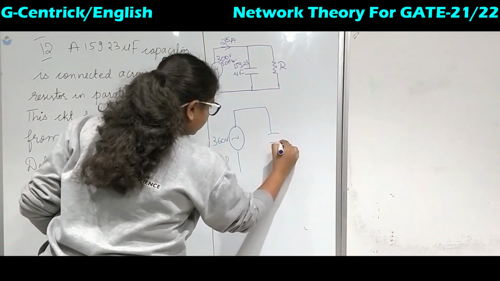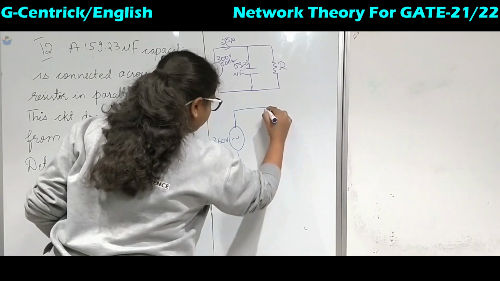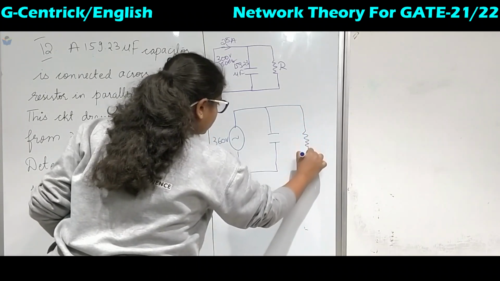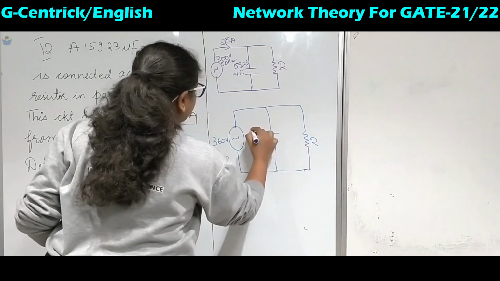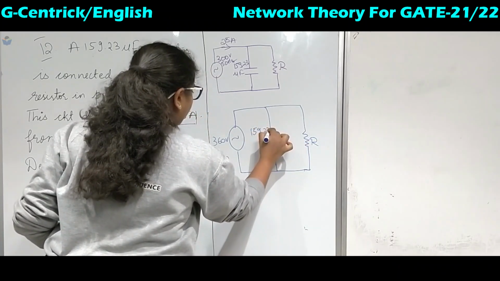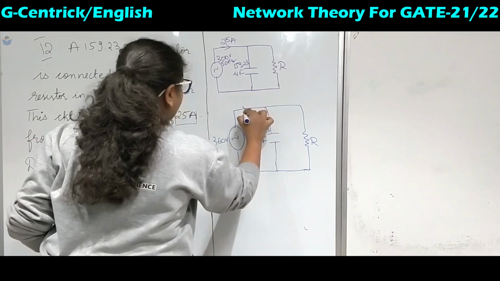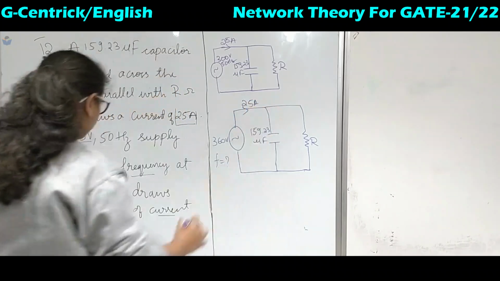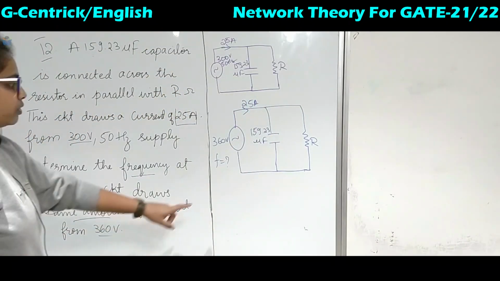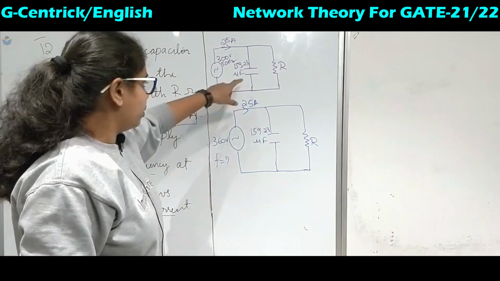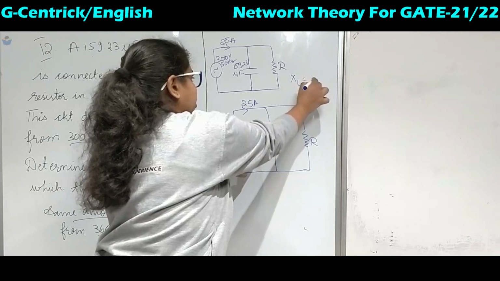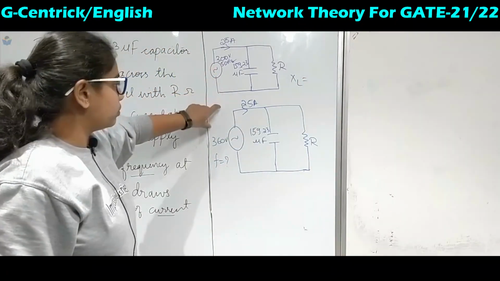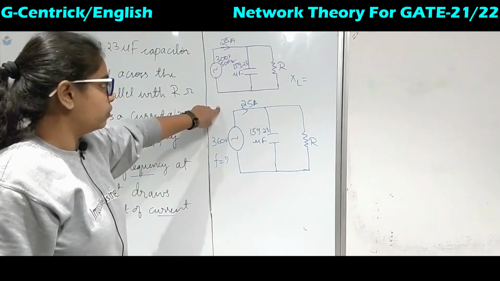Okay, the capacitor value remains same. We don't know what is the resistor value, we have to find it. Okay, so this capacitor is 159.23 microfarad with the same amount of current. Okay, so we have to find this frequency. Where the capacitor value remains same, this Xc value gets changed, okay, because of this change in the supply voltage.